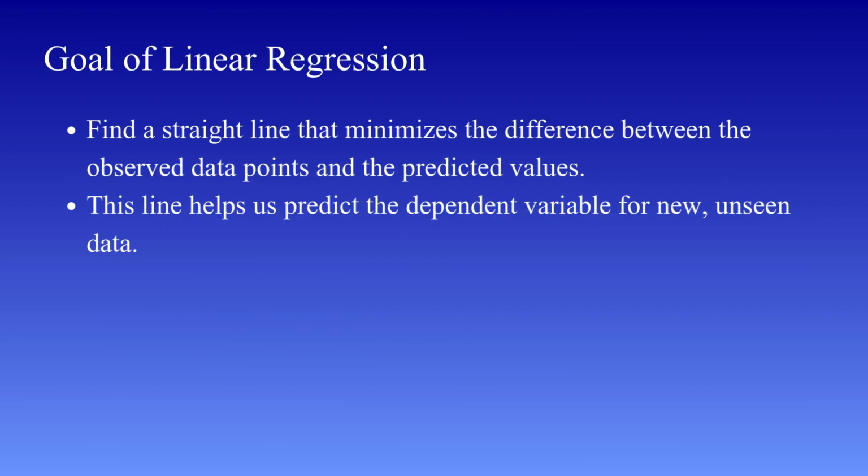Now let's move to goals of linear regression, which helps us understand what exactly we are trying to achieve when we apply linear regression to a dataset. The first goal is to model the relationship between variables. Linear regression helps us establish a mathematical relationship between the dependent variable and one or more independent variables. This relationship is usually represented as a straight line equation. By doing this, we can clearly understand how changes in input variables affect the output.